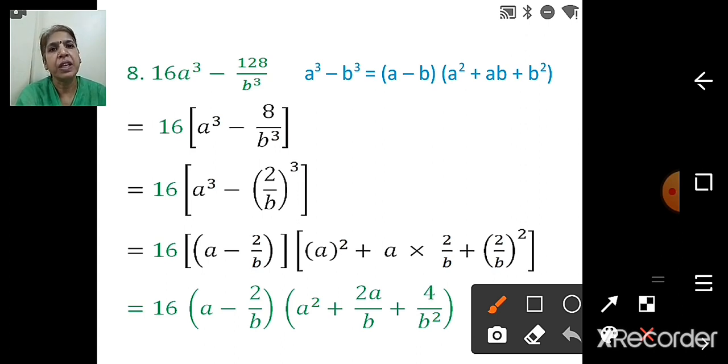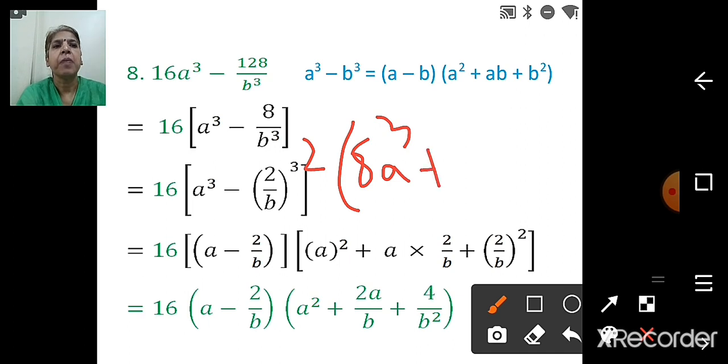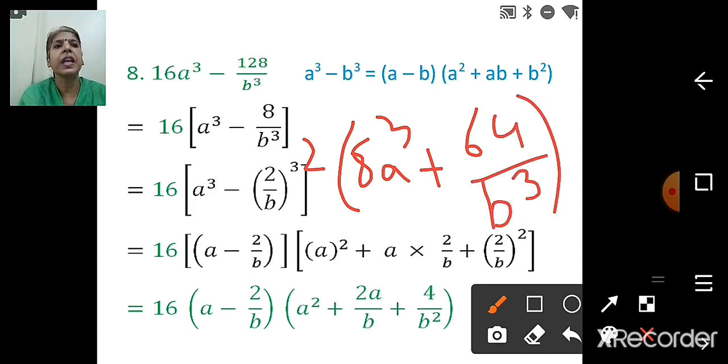Now both are even numbers, right? So you can say 2 is common. And if 2 is common, you will take 2 as common factor. The uncommon in the bracket will be 8a cube plus 64b cube. This way also we can do. 8 is also a cube of 2, 64.